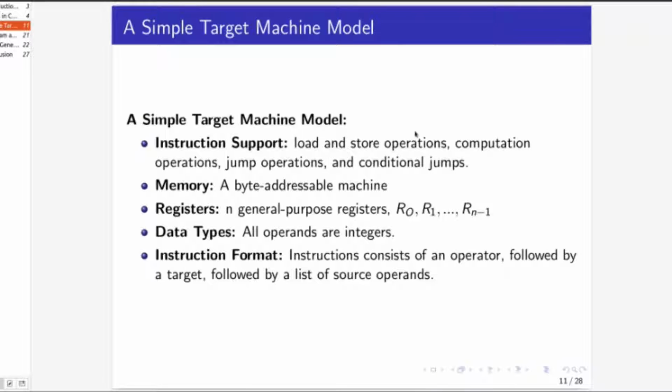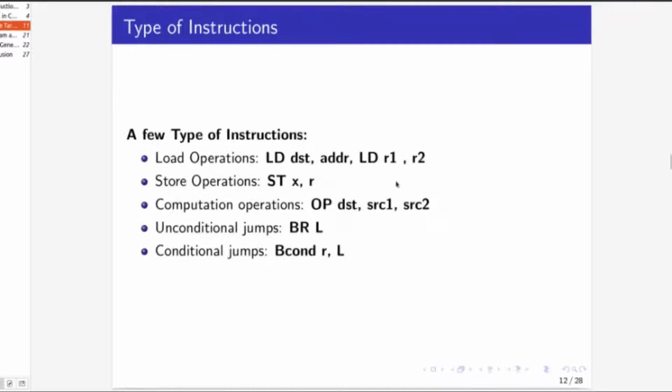And data type. In this simple target machine we are concentrating on only the integer type. The data type it supports is only integers. The instruction format is as usual. An instruction consists of an operator followed by a target followed by a list of operands. So operator, then target, that means the destination where we will store data, followed by a list of source operands. Then a few formats of instructions you can see.